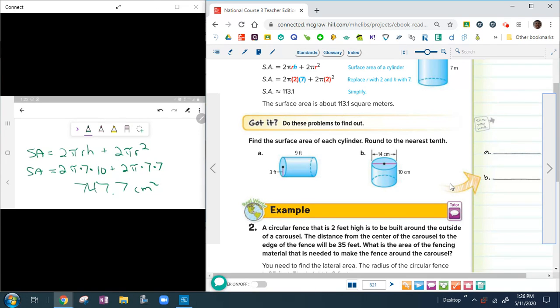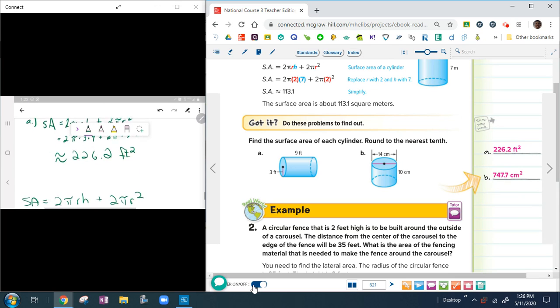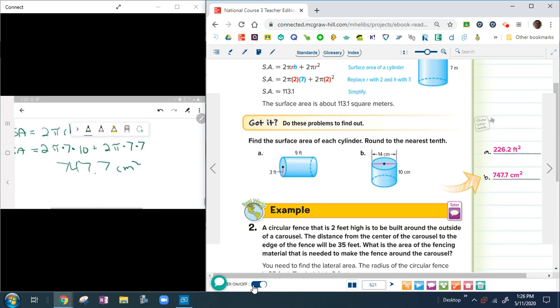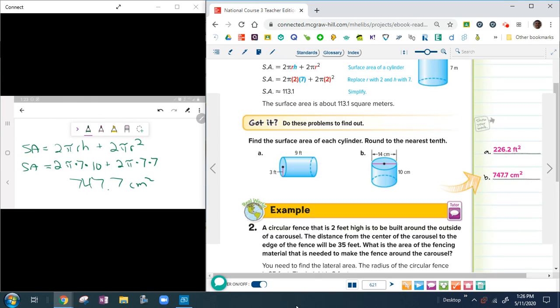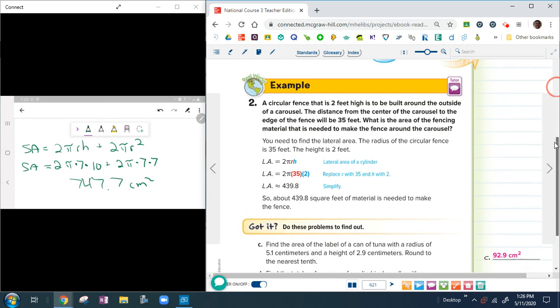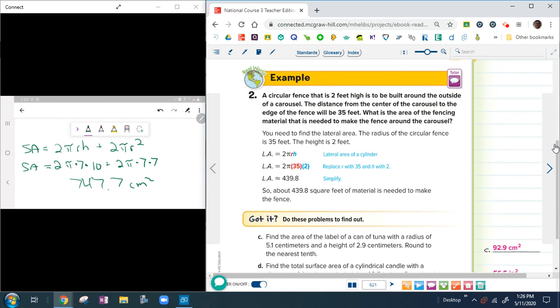Let's see if we got those two answers correct. 747.7 and 226.2. All right. Rewind and pause and work through your mistakes and see what you could do to improve if you need to. All right, let's go to the next problem. This is where reading directions will save you some time and energy.